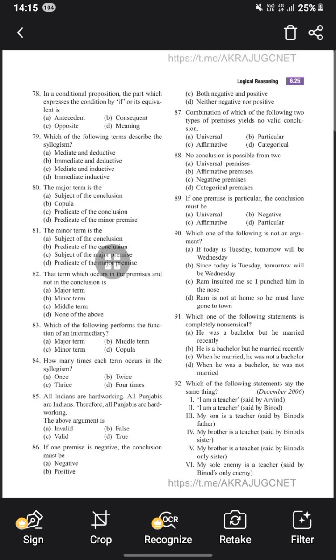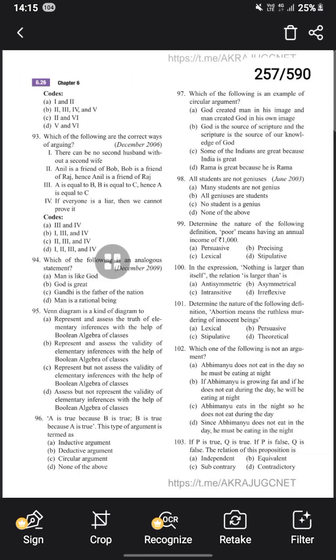My sole enemy is a teacher. That's not true. I am a teacher. That's not true. Which of the following is the correct way of arguing? 93 is A, 3 and 4. A equals B, B equals C, hence A equals C.